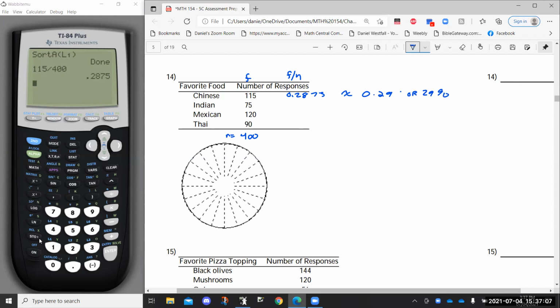I'm not going to get it perfectly, but then I'm going to have 75 out of 400. I notice I've rounded both of these numbers up, right? So this might not be perfect. I might not get 100% out of this. This is one of those places where rounding error might hurt me. Going from decimals into percents, this is going to be exactly 30%.